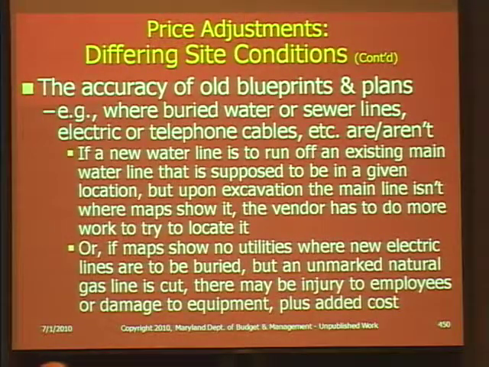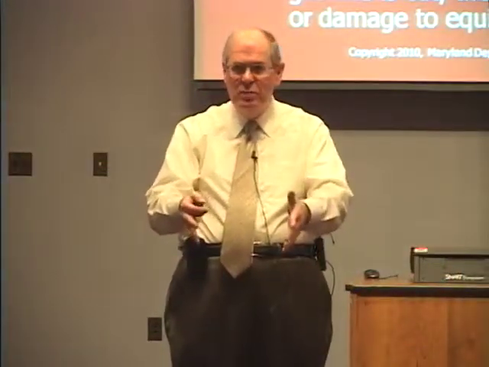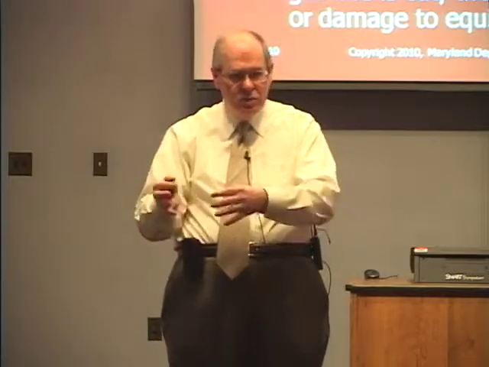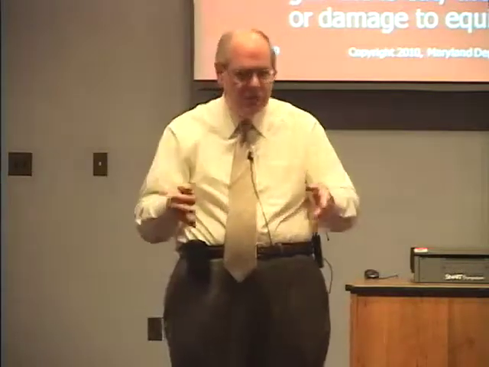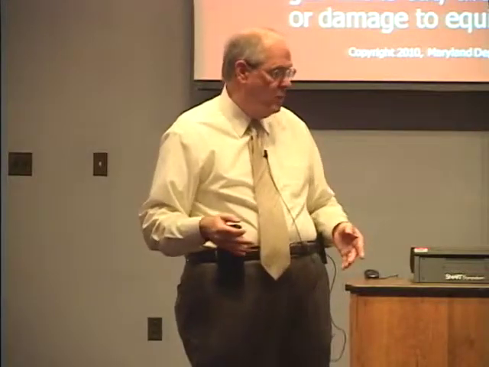If the vendor is pricing to install a new water line to run off an existing water main that is supposed to be in a given location, but upon excavation the main line isn't where the map shows it, then what does the vendor do? The map showed that if I dig here and dig down X feet, I will find the main water line, and I know I'm going to tap into that and run a line from there to somewhere else. I dig down, it isn't there.